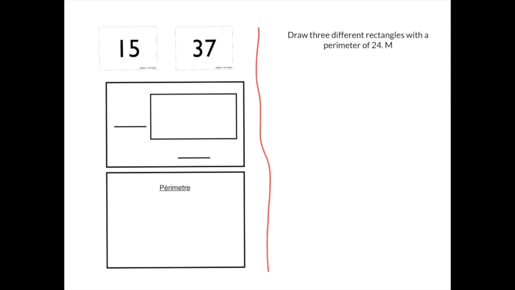In this video, I wanted to explain how students are encouraged to work with the perimeter of rectangles as they go through the addition progression. Now, in this case, students will flip two cards or choose two numbers in order to find the dimensions of a rectangle. So in this case, 15 and 37.